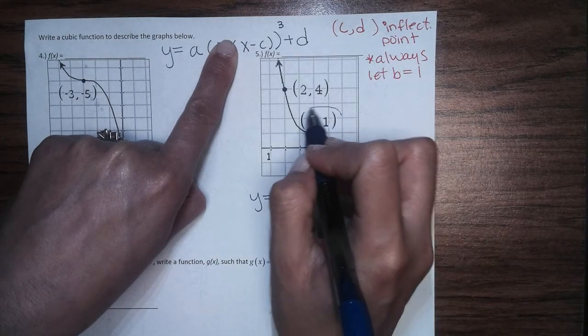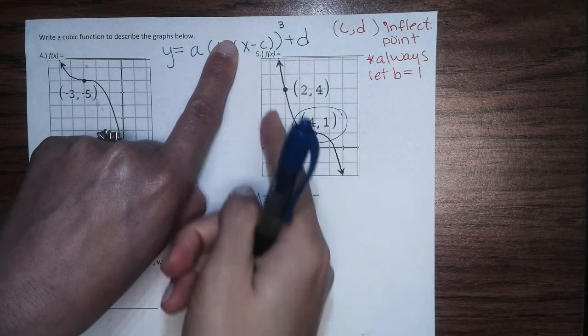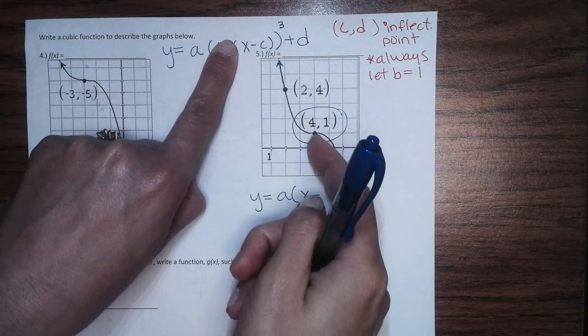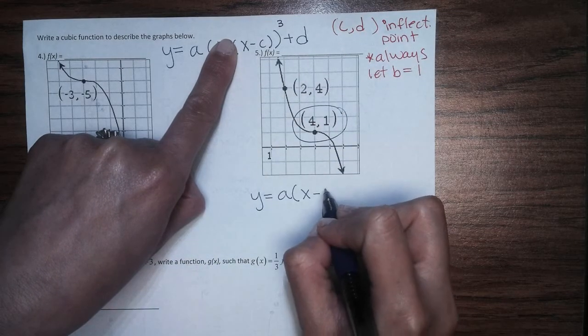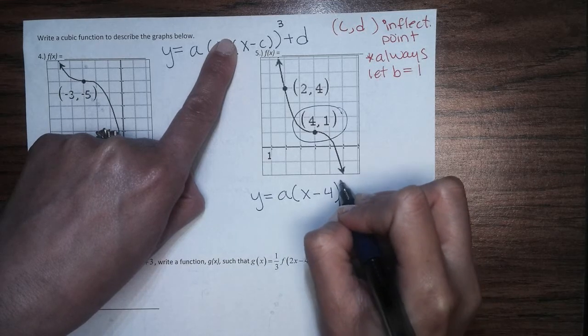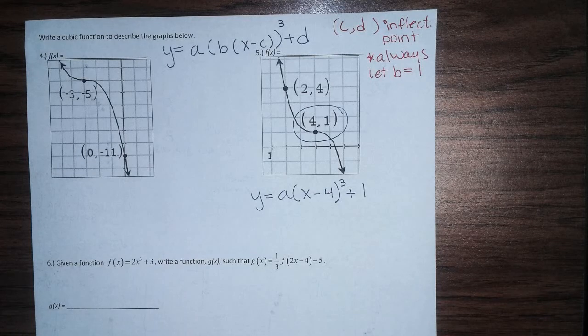Sometimes students have issues finding the inflection point, but it should just be the point where the graph changes concavity, like it goes concave up, concave down. So this is my inflection point, 4 comma 1. So I'm going to put 4 here. Don't forget the cubed, plus 1. So my inflection point is 4 comma 1.